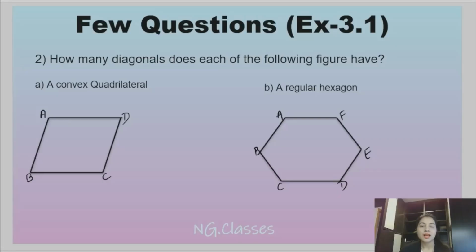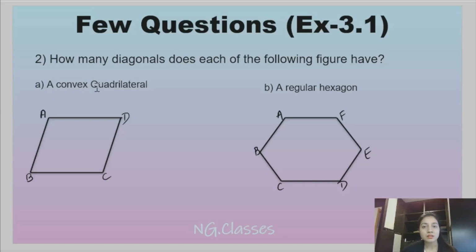Okay. And now we'll solve a few questions from NCERT. I have taken exercise 3.1, question number 2A and B. Our question is, how many diagonals does each of the following figures have? Figure A is a convex quadrilateral and B is a regular hexagon. So let's solve A at first.